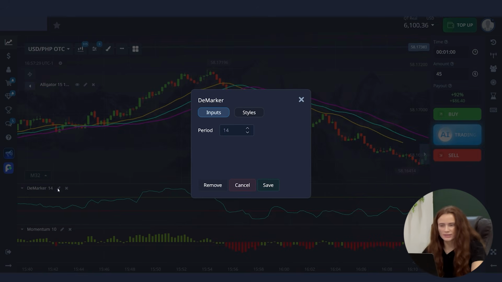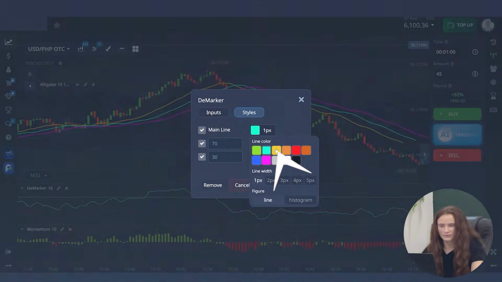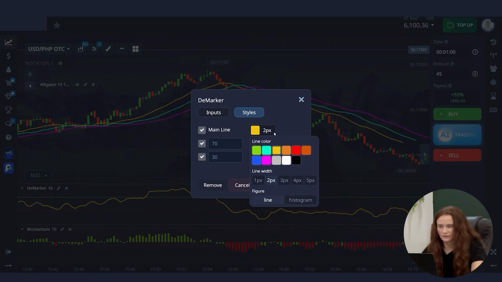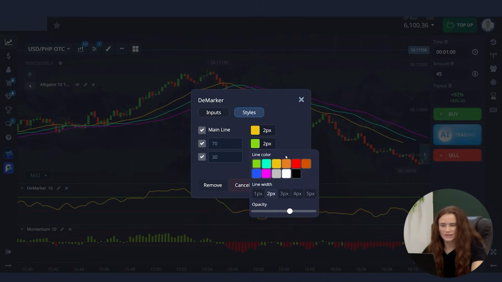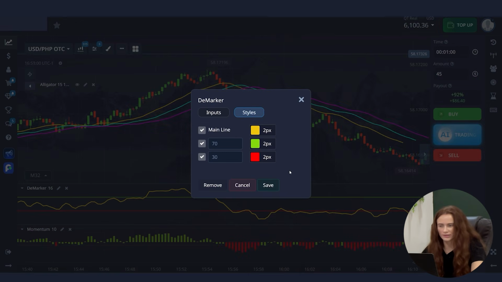For the demarker indicator, you need to increase the period to 16. In the style settings, I changed the color of the main indicator line to yellow and increased the thickness. At the levels 70 and 30, the color will remain standard, just increase the thickness of the lines.